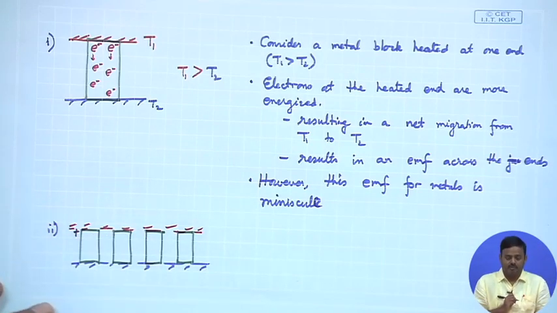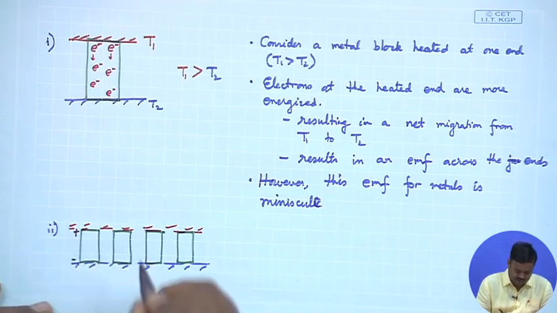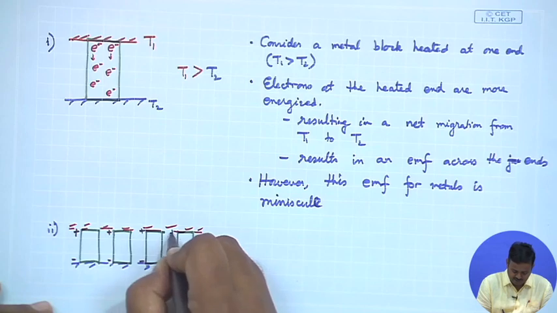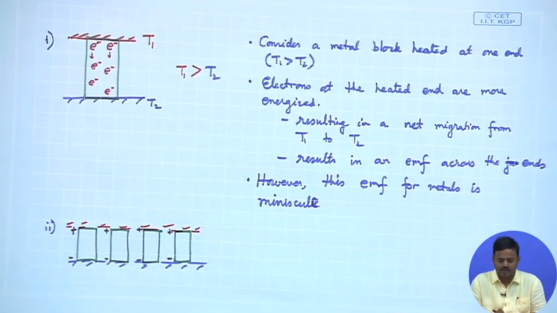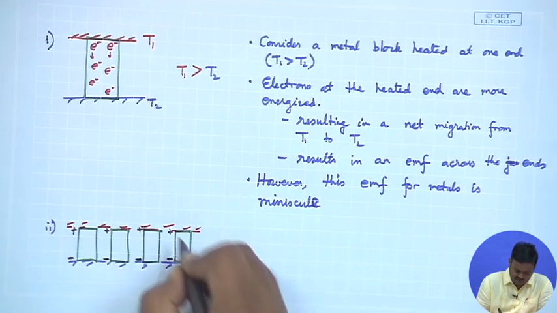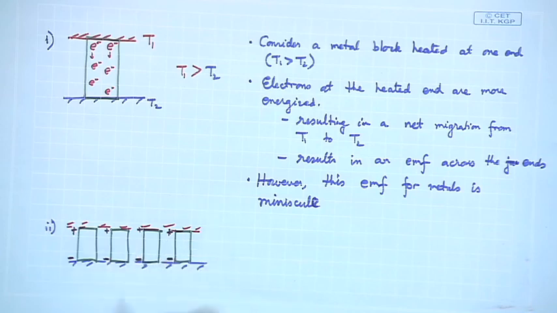Okay, fair enough. So, definitely what I will get is a positive voltage here and a negative voltage here, positive, negative, positive, negative, positive, negative. No questions about that, absolutely fine. So, the hotter end will be positive for all these metal blocks and the colder end will be negative for all these blocks.